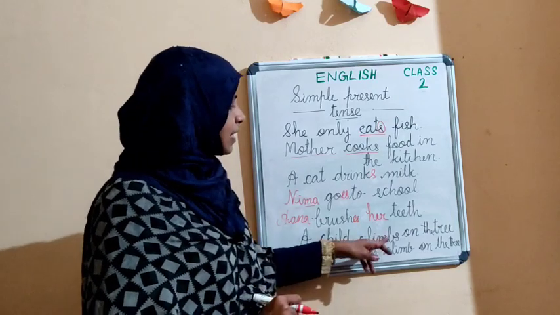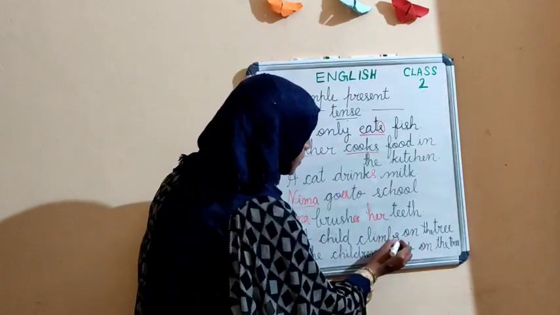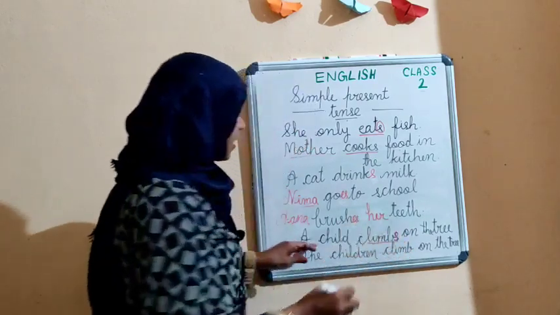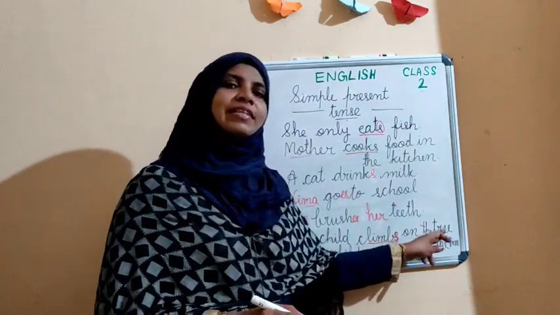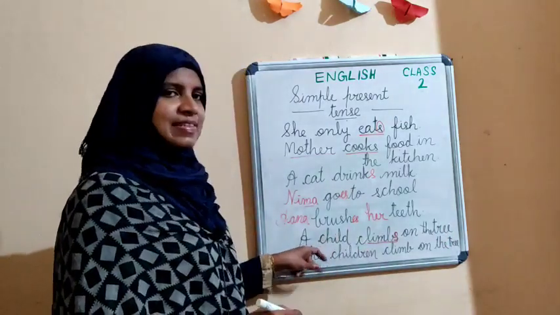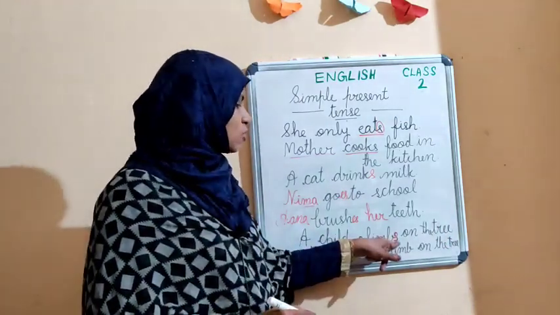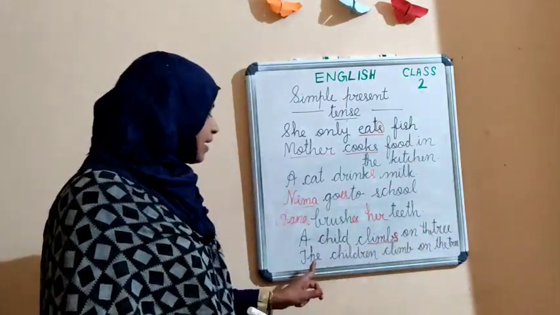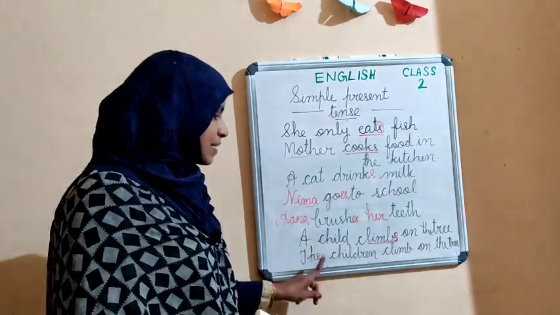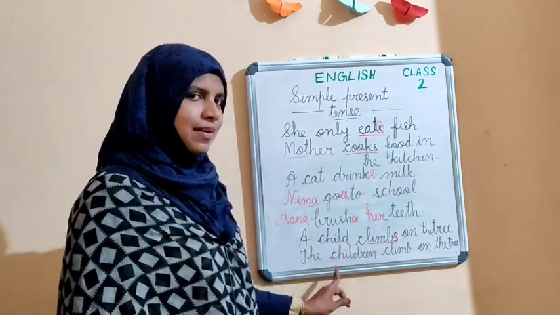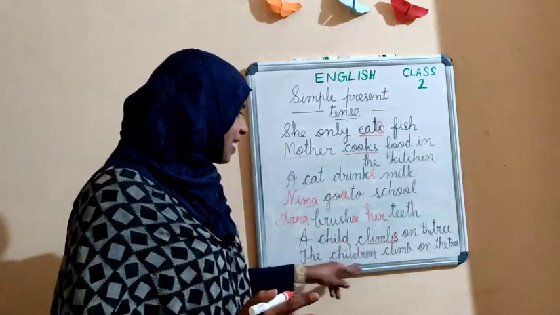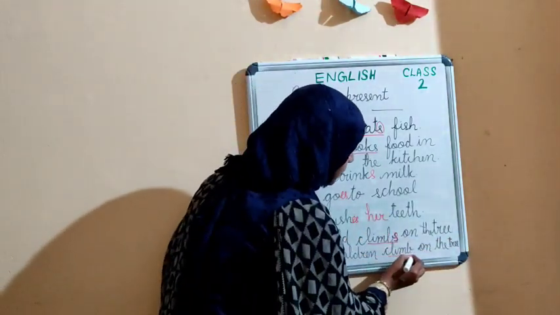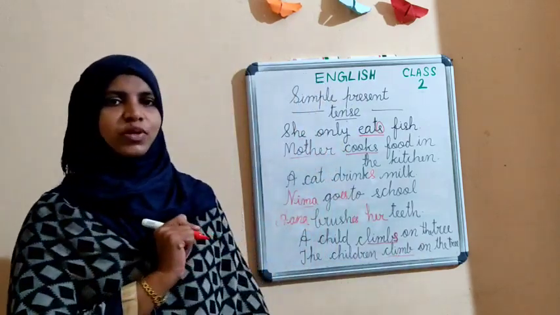A child climbs on the tree. Here only S, no need for ES. A child climbs on the tree. Only one child is there. A child climbs, so we add S with the verb. Climbs on the tree. Then next sentence, listen. The children, many are there. The children climb on the tree. This is the verb, so we should not add S with the verb.